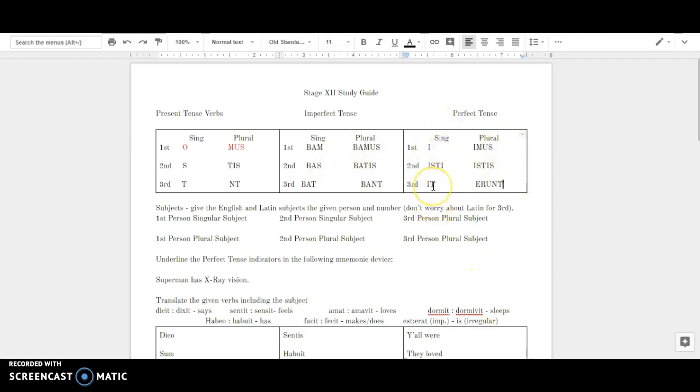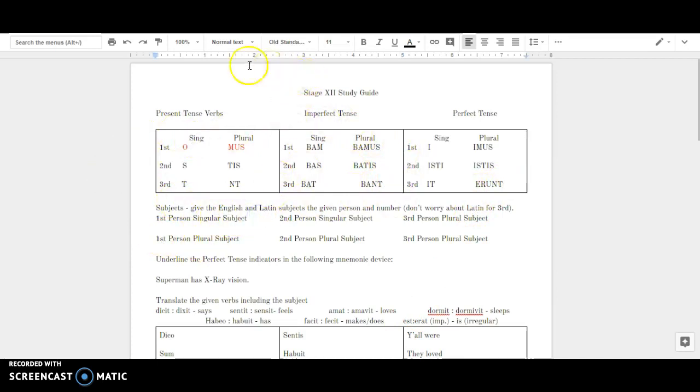Notice here we have t, mus, tis, unt. So that helps, but for first person singular, the ending is i, and for the second person singular, the ending is isti. These endings get added on to the second part of the verb, which we'll talk about down here, and these 2 get added onto the first part of the verb.